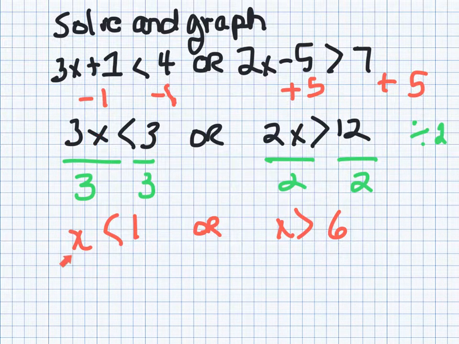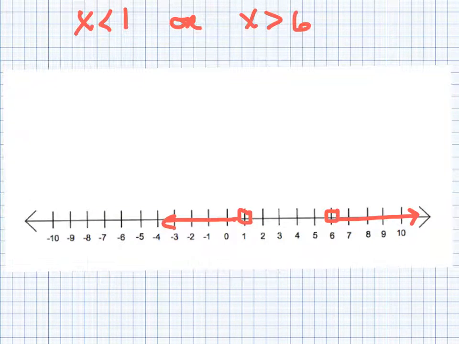Now, on this side, I'm going to divide by 3 to isolate the x, so I will just end up with x. 3 divided by 3 is 1, so I end up with x is less than 1. Or, over here I divided by 2, so 2x divided by 2 is greater than 12 divided by 2. And then once I simplify that, I have, again, x is less than 1 or x is greater than 6. Now I can graph the two parts: this is x is greater than 6, and this is x is less than 1.